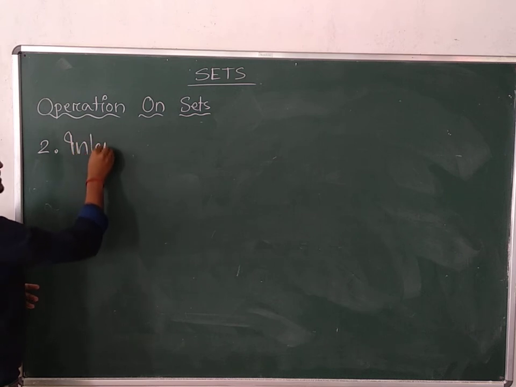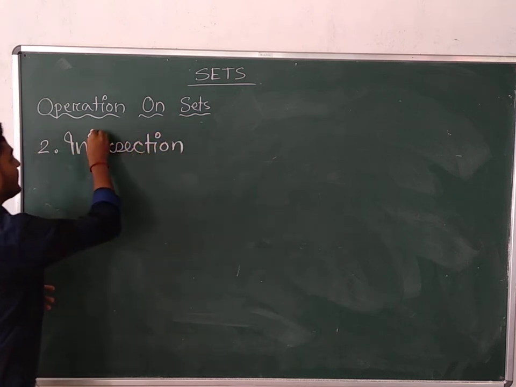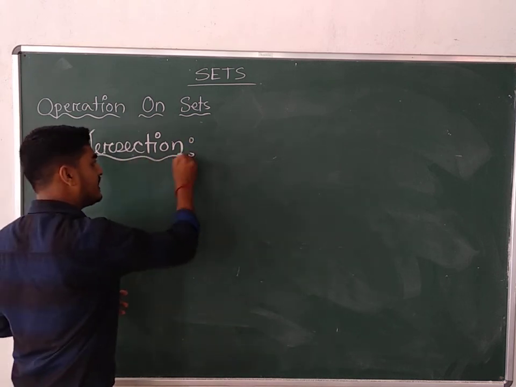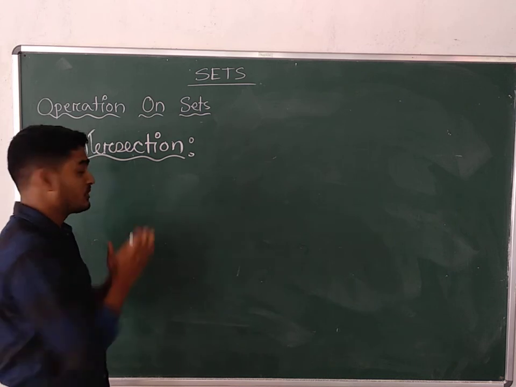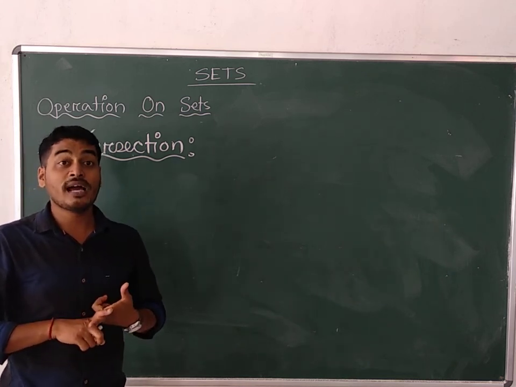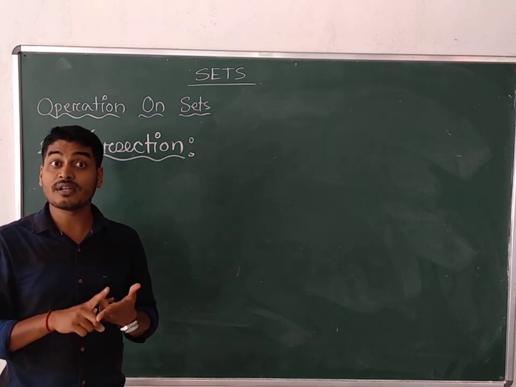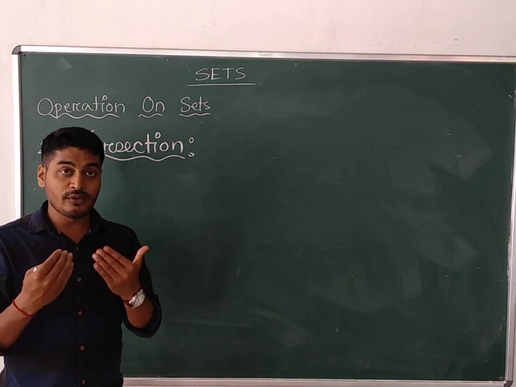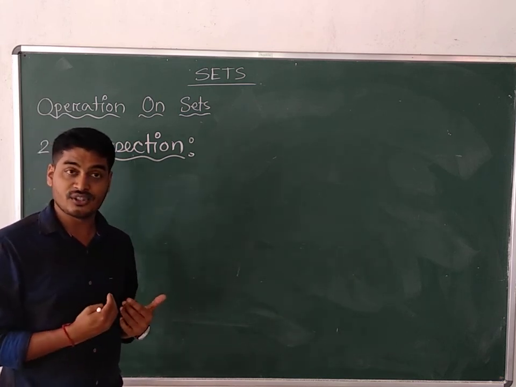Intersection. From the name of the topic, you can easily recall or think about what the operation intersection will be. Intersection is nothing but a common portion. Two lines intersect. What does it mean? If the lines intersect, it means they have a common point. In the same way, we can easily relate the meaning of the word in set theory also.